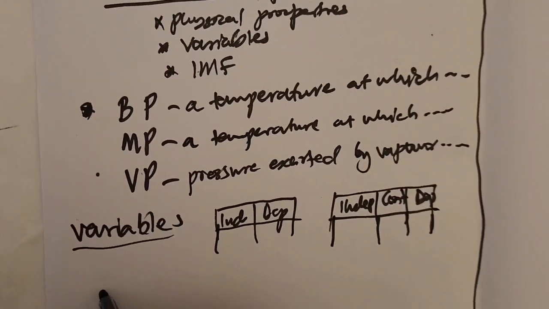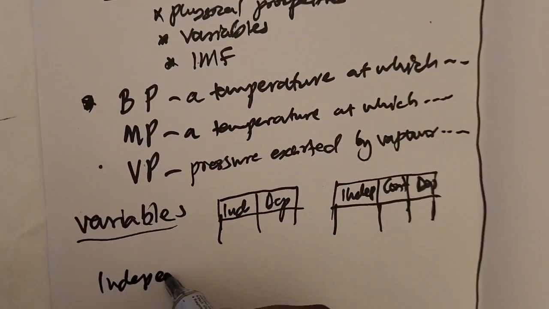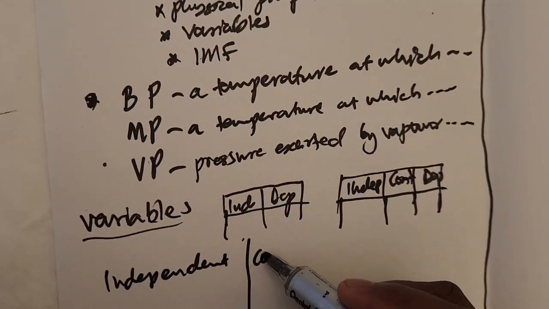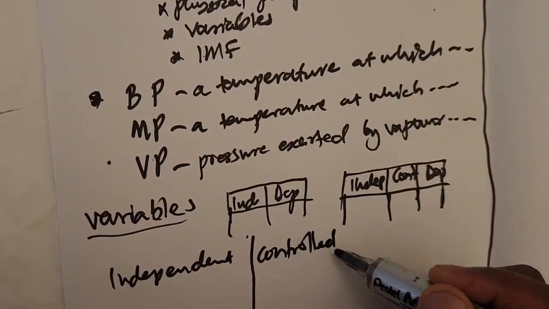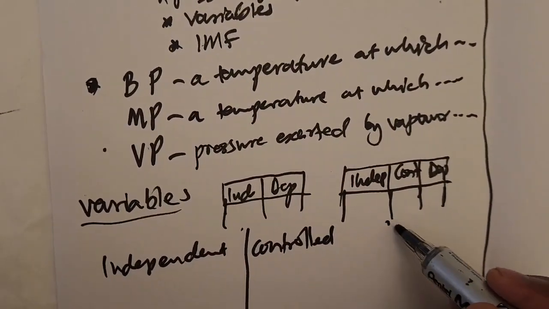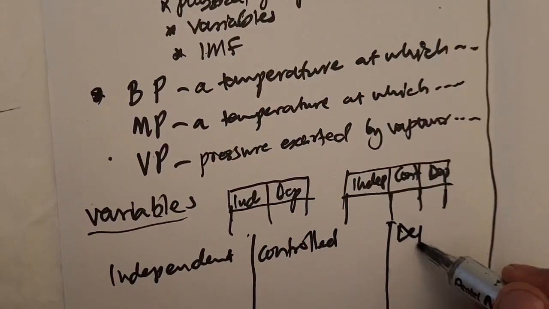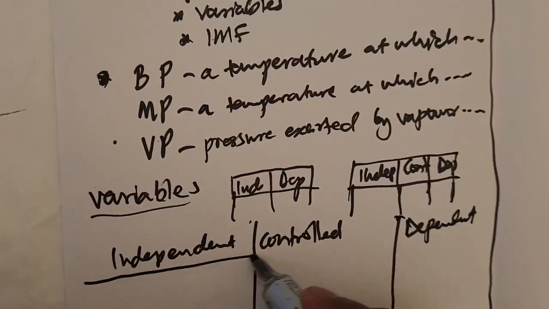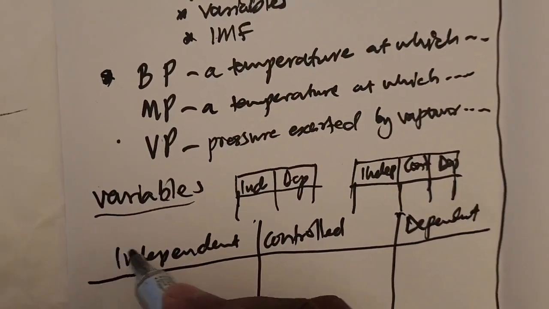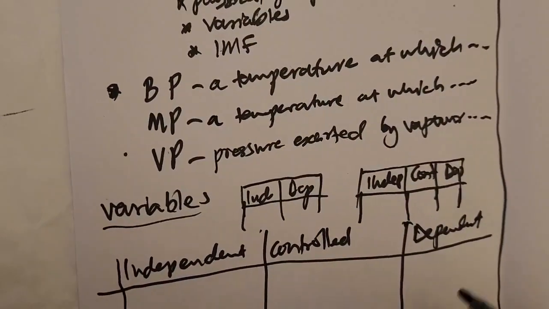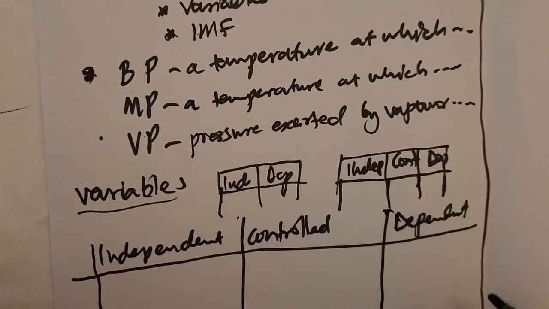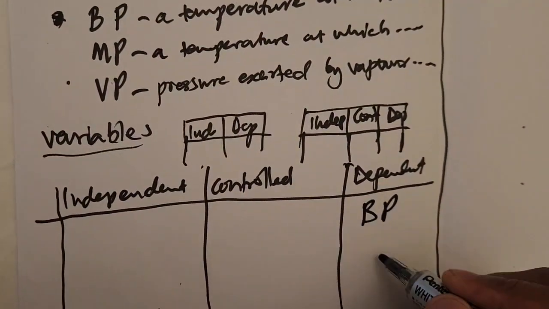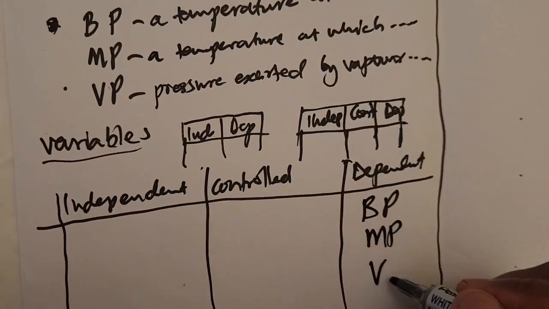Now the variables, let's start with the independent. Which variables can be independent, and which variables can be controlled. Remember, controlled variables remain the same. And then which variables can be dependent variable. This one is all about this section. Fine. We start with the easiest one of them all, the dependent variable. There are only three, as we mentioned. These dependent variables are the physical properties. Therefore, it's your boiling point, your melting point, and the vapor pressure.